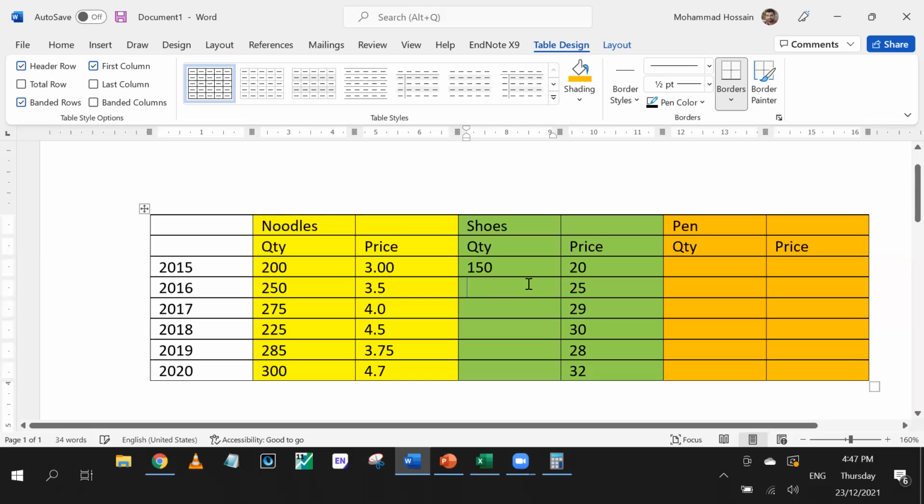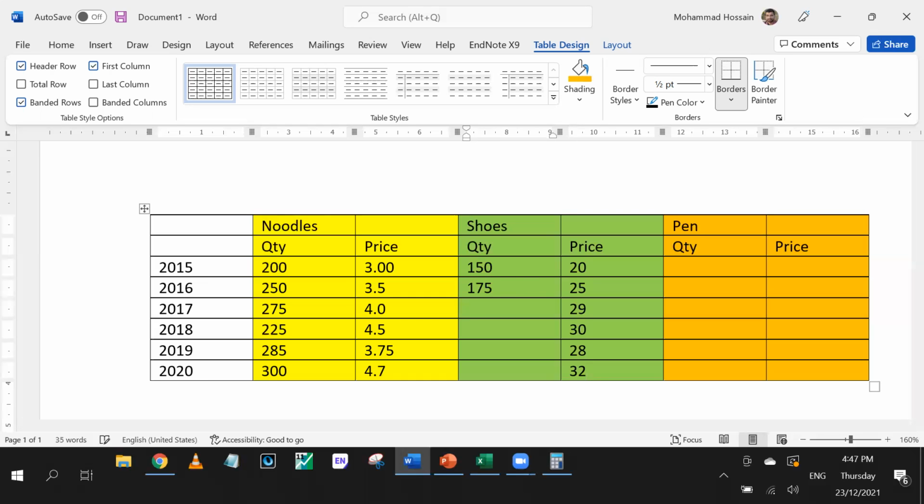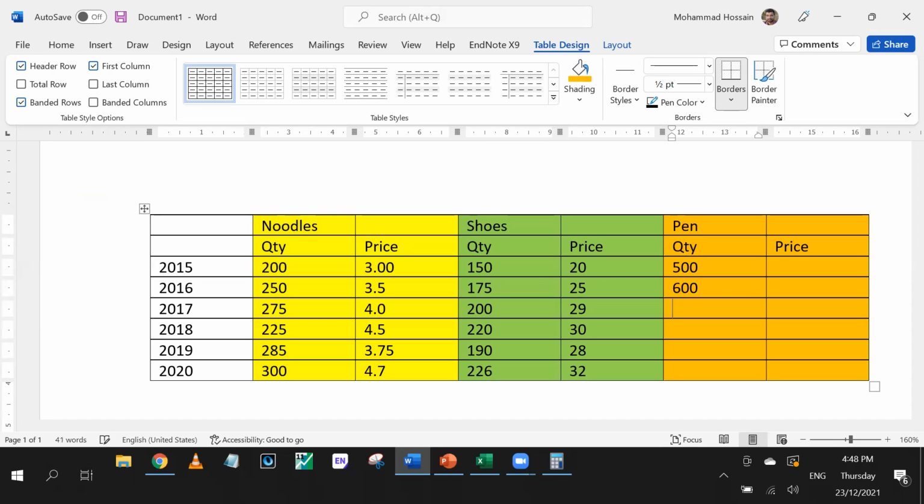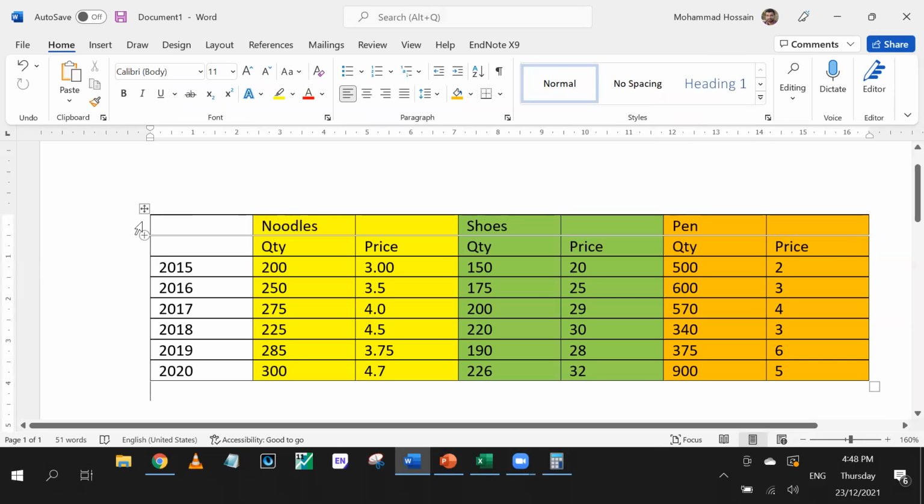Okay, quantity they are actually going sometime. 75, 200, 220, 190. Let's say here is, for example, let's say 10 the same way. Let's say 500, 600, 570. I'm just doing randomly, okay, but closely, not very random. This is the thing they have, the productions.